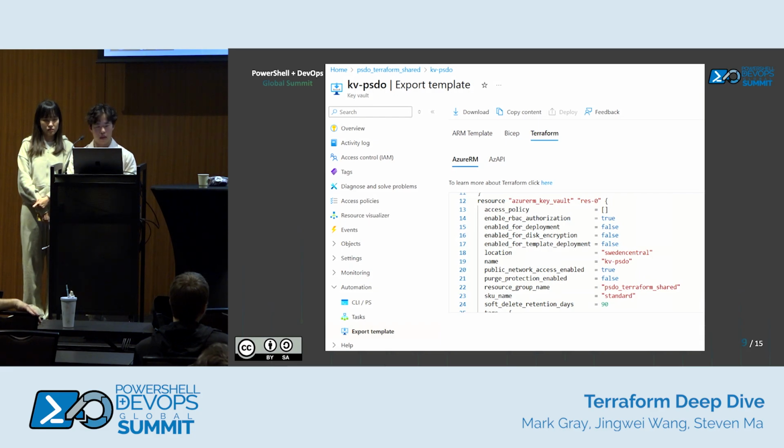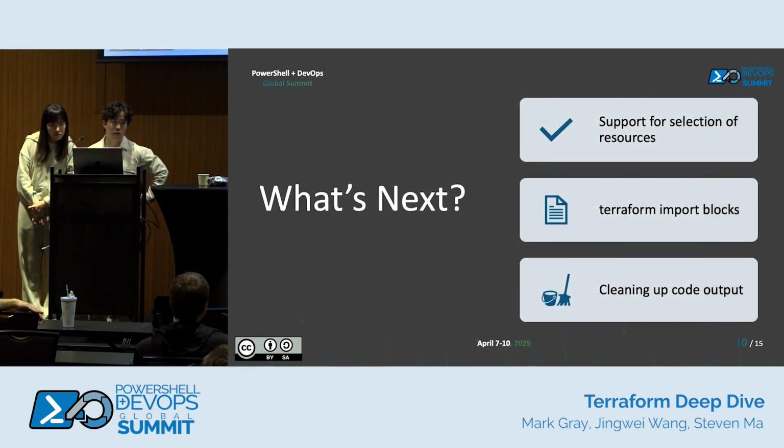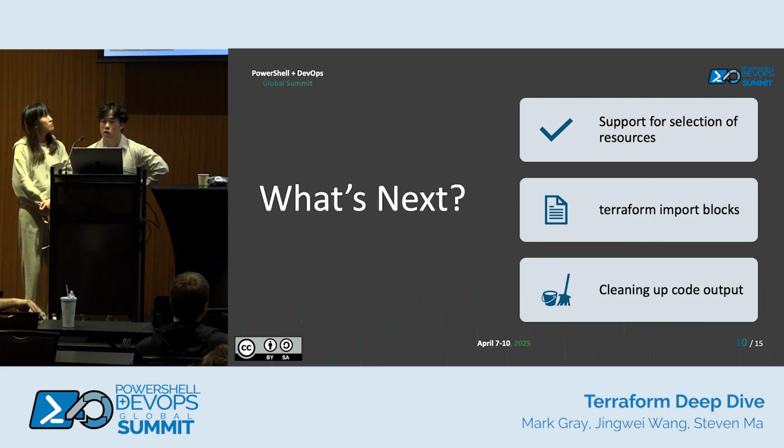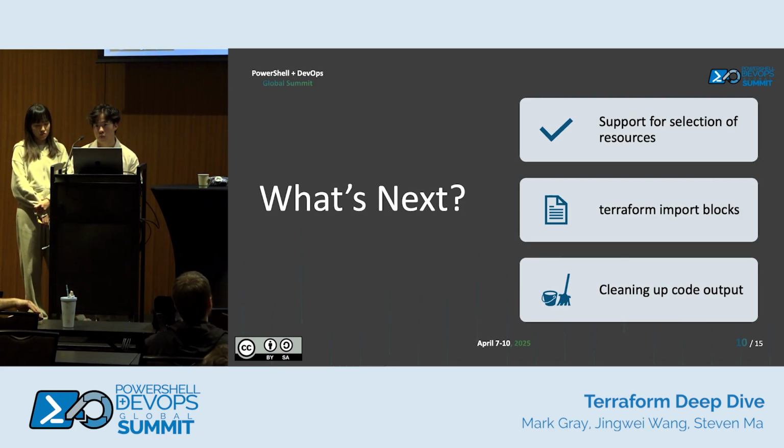All right. So what's coming up next? There are a few things. Number one, we definitely want to make sure that you can have support for the choice of resources. Right now what we support is essentially clicking on a single resource and exporting it, or exporting the entire resource group. Sometimes you might not want to do just one or the other. You might want to do a subset of the resource group. So we're definitely working on that.